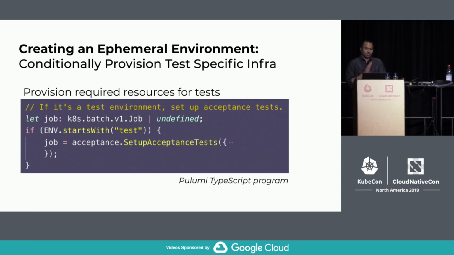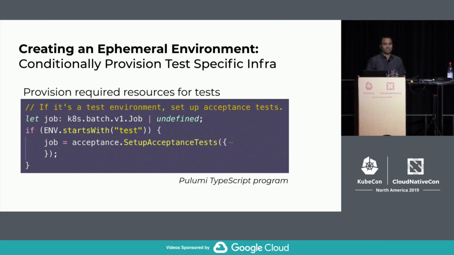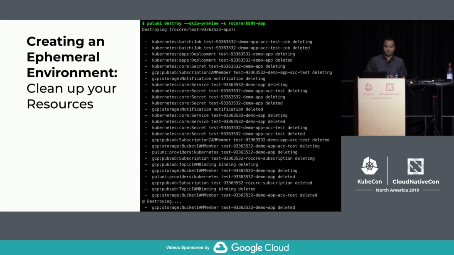And we're going to want to conditionally provision test-specific infrastructure. So these extra resources that we need to deploy for our test, we're going to use them to make validations against our resources that are running in prod, or that we'd be deploying to prod. And lastly, we're going to want to make sure that we clean up our resources at the end of every test run, and this will make our environment ephemeral.